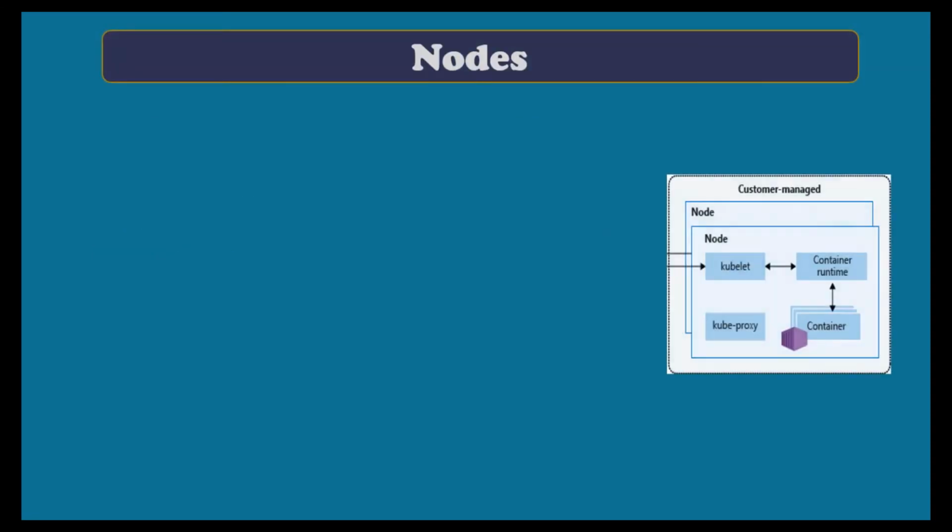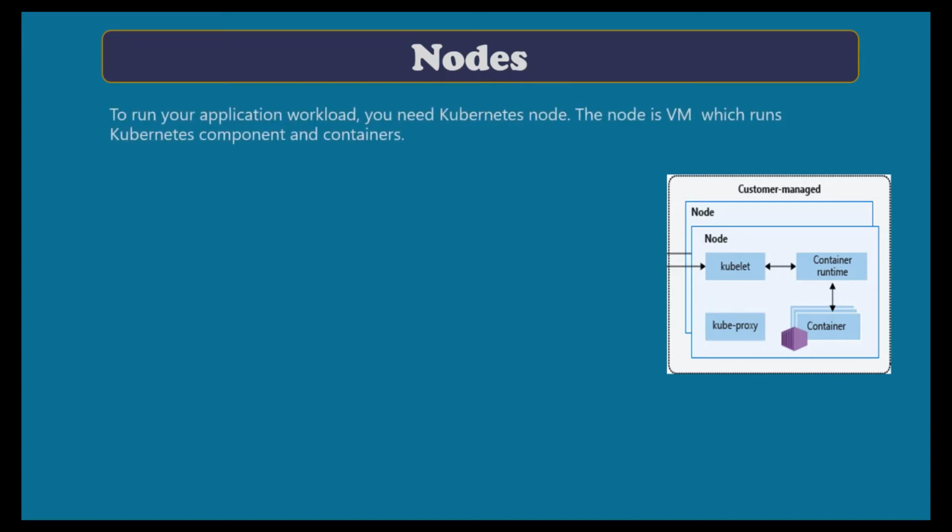So we will go deep dive into nodes. What is a node? To run your application workload, you need Kubernetes nodes. The node is a VM which runs the Kubernetes components and cluster. The Azure VM size for your nodes defines CPU, memory and disk, such as high performance SSD or regular HDD.